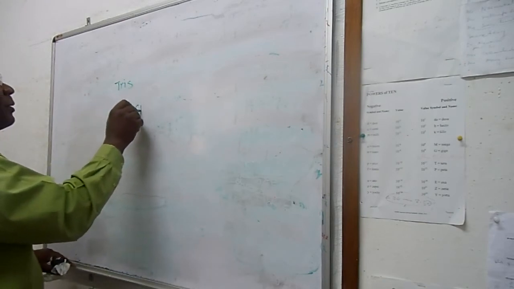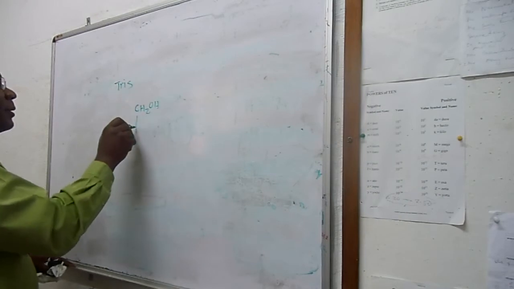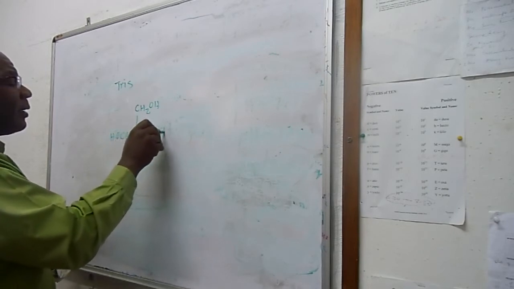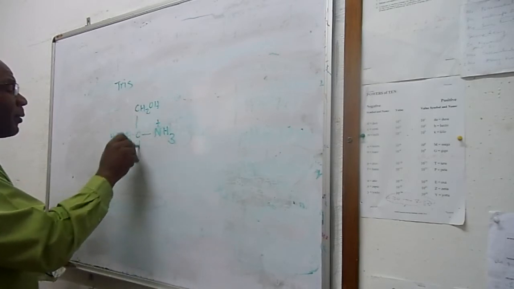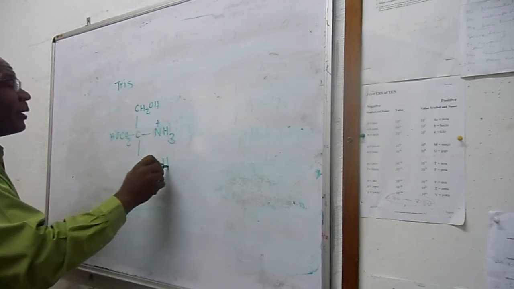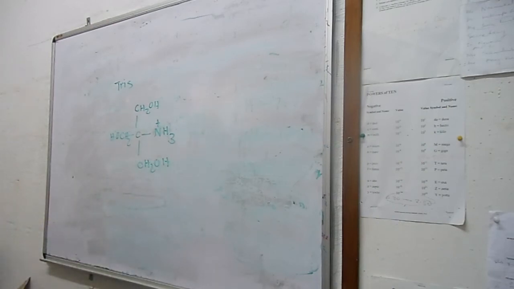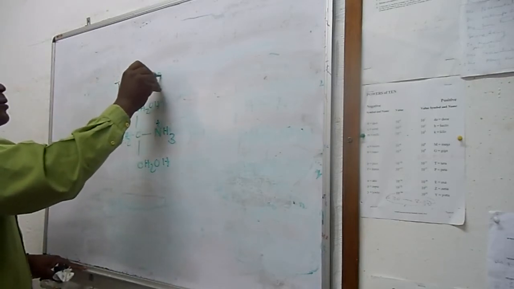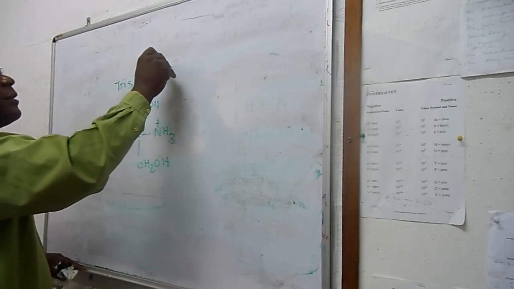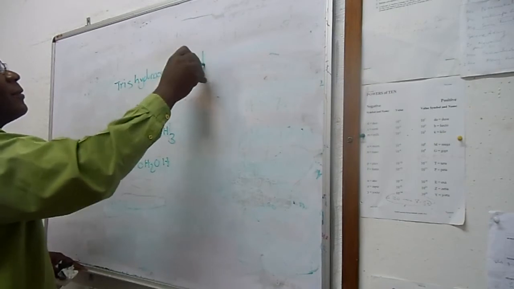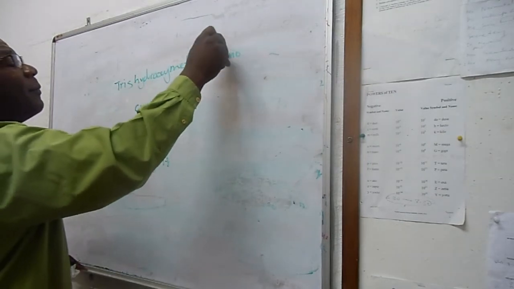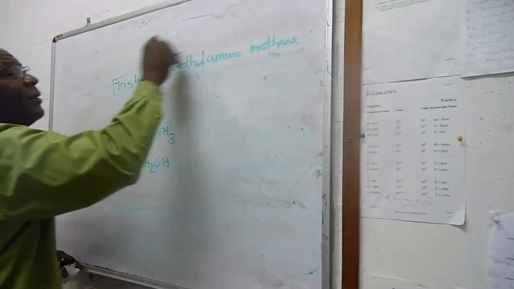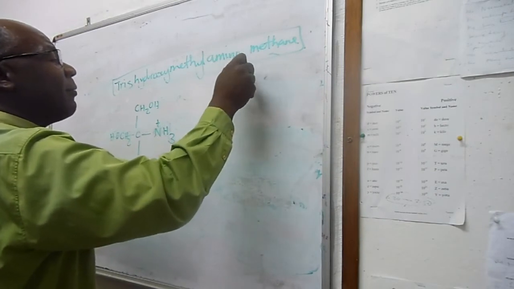The Tris buffer, if you want, you can write it this way. This is CH2 hydroxide. This is the amino group, which is protonated, and CH2 hydroxide. So we can say this is tris hydroxymethylaminomethane. That is it. In short, we say the tris buffer.